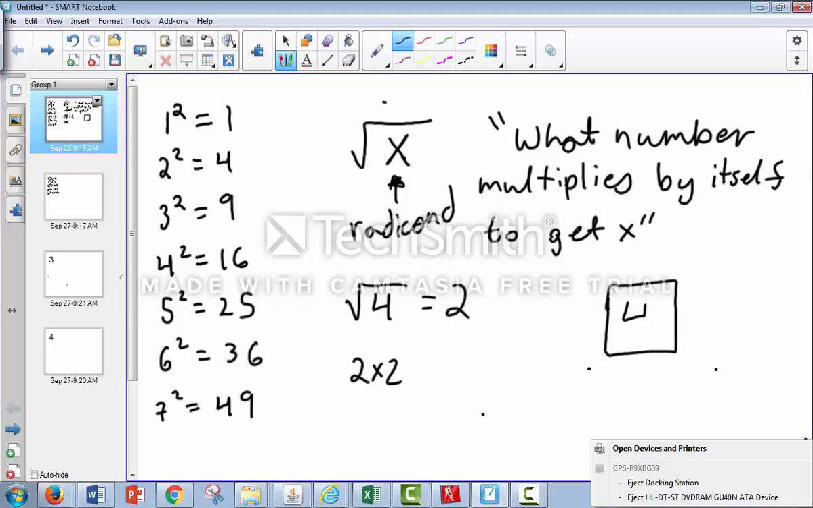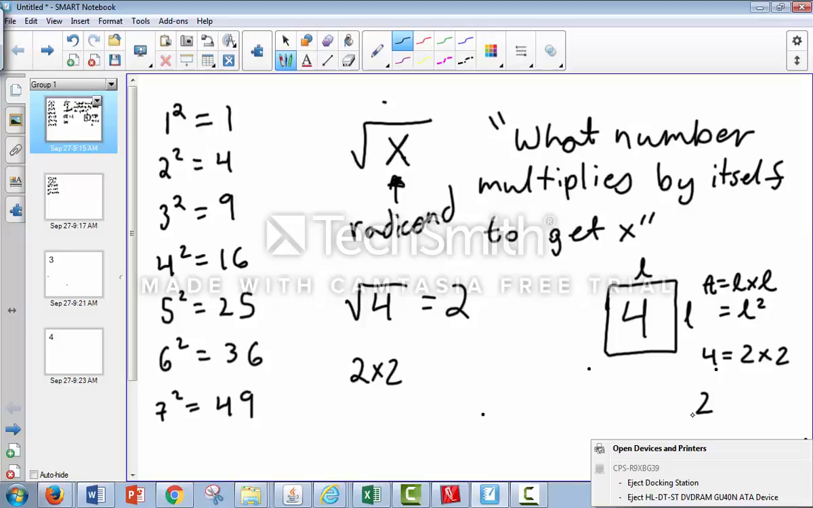Similarly, if I have a square with area 4, and I ask what is the side length of my square, we know area is length times length, or length squared. So I know 4 is my area, and 2 times 2 is 4, so the length of each side has to be 2.